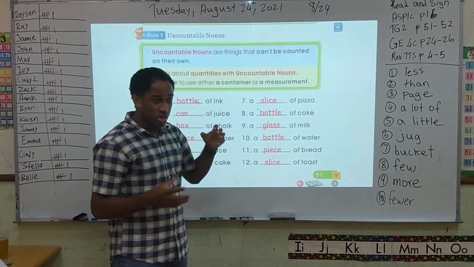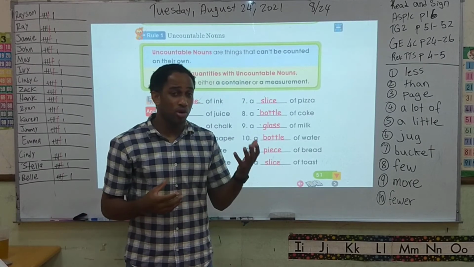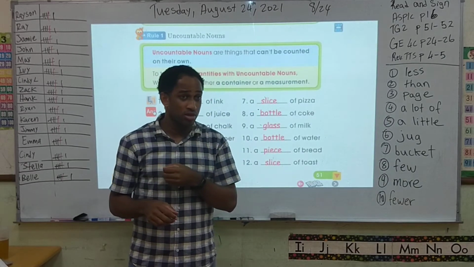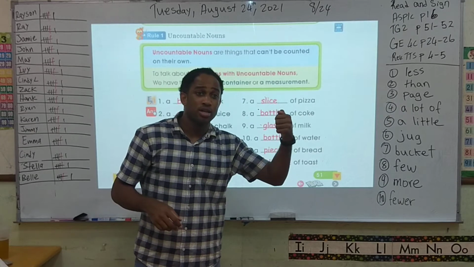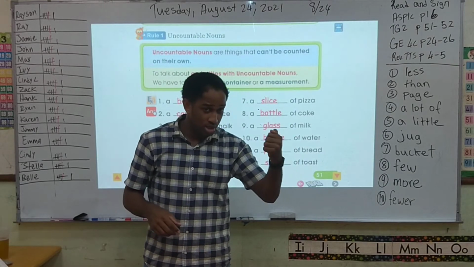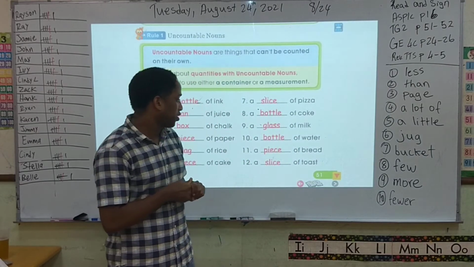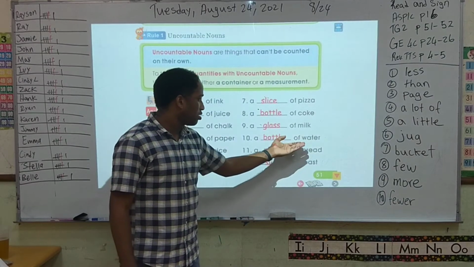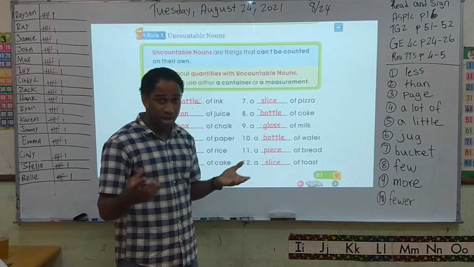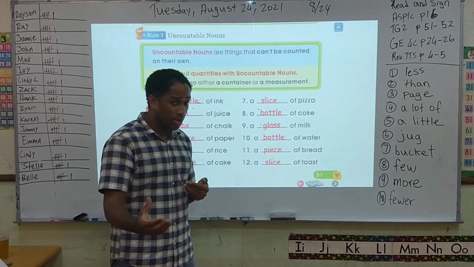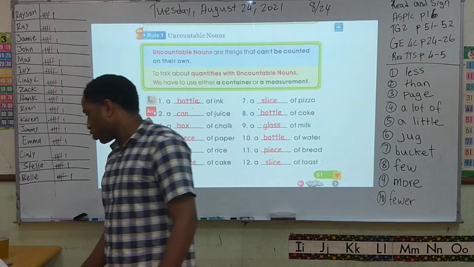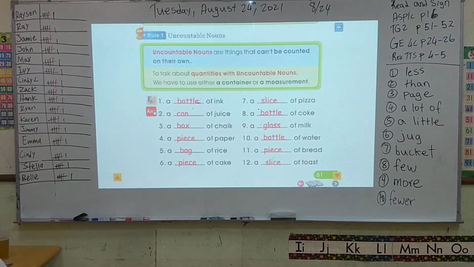Okay? So if you put the water in a bottle, a bottle of water. If you put the water in a cup, a cup of water. Good. Okay? Now, for example, Coke, you can have the Coke in a bottle. You can have the Coke in a can or in a glass. Okay? Now let us go to page 52. Turn to page 52.